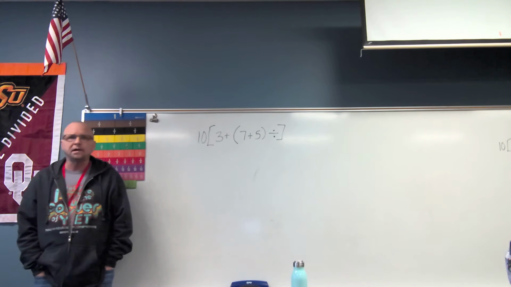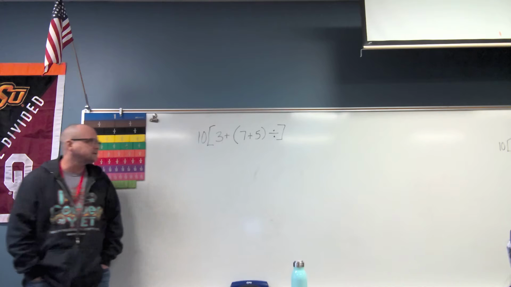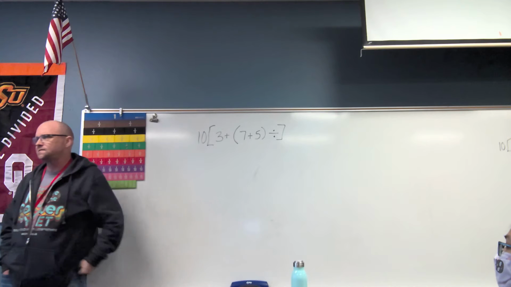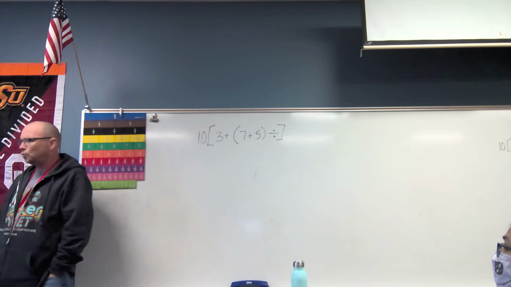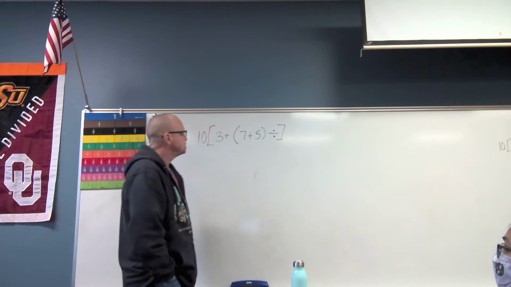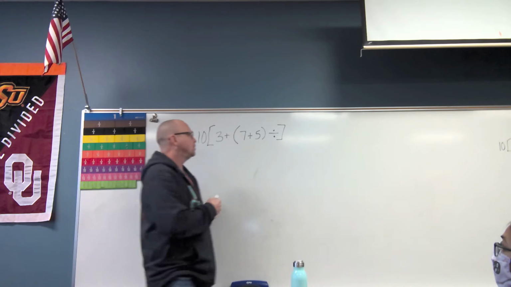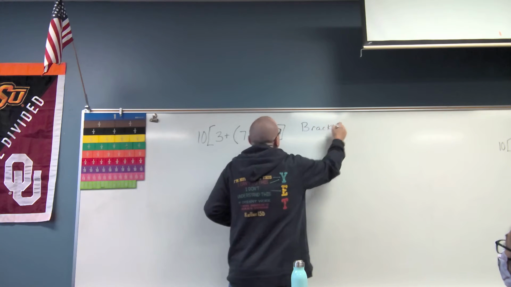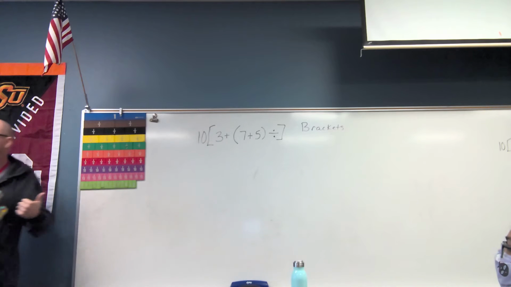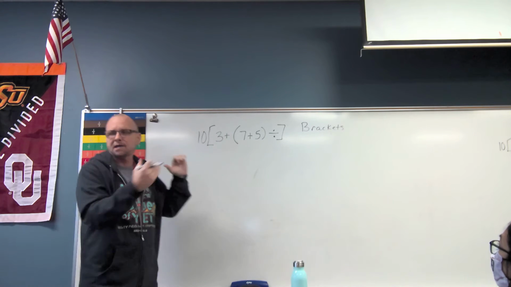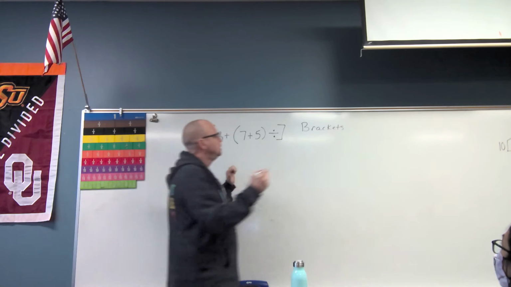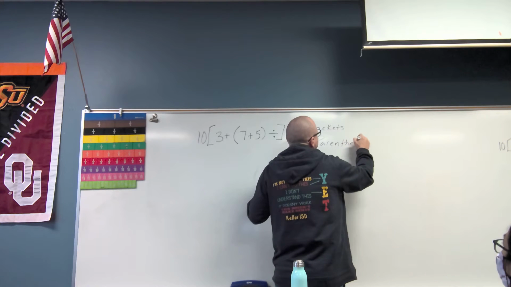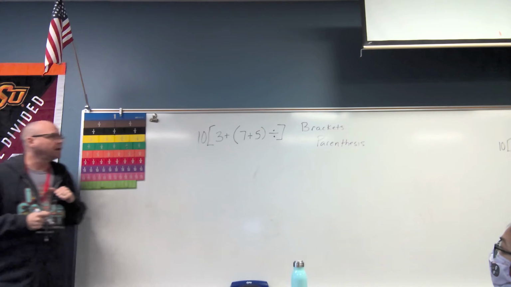Now, when we've got a problem that has multiple operations, it has other signs like parentheses and brackets. They've got a number next to the brackets. You can't just do things in whatever order you want to do. We always start with the brackets if it has brackets, and then we do stuff inside the brackets first. So everything inside the brackets is where we're going to start, and inside the brackets, we're going to start with parentheses.